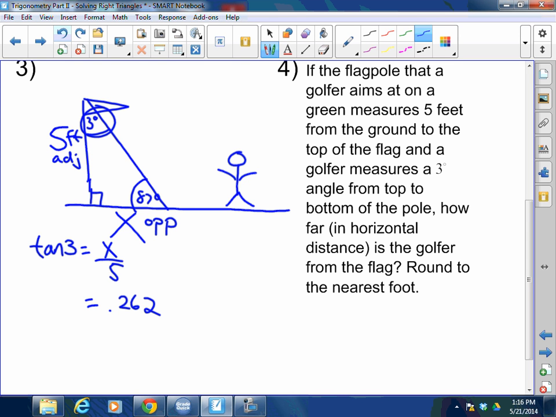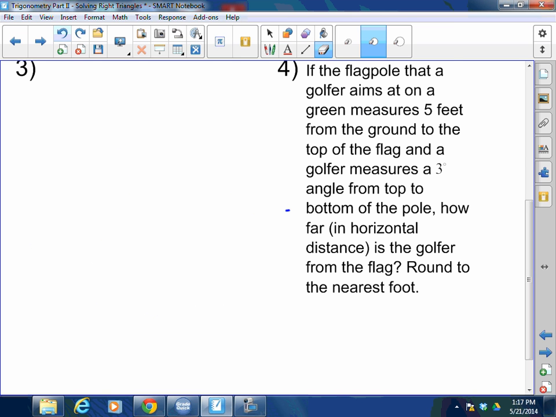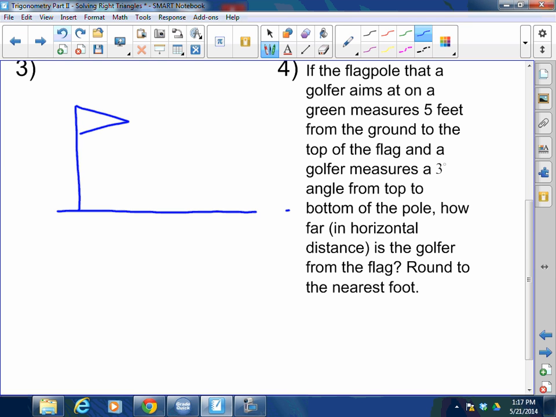Let me see something. The 5 feet from the ground to the top of the flag, and the golfer measures a 3 from the. I messed up because I don't know how to read very well. I apologize. Everything else is fine. I'm a math major, but I should still know how to read. This is still 5. Here's the angle, though.